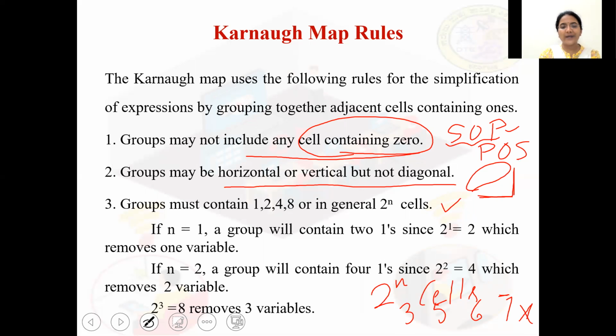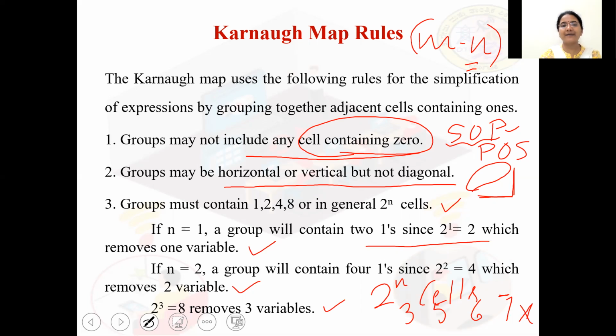If n is equal to 1, a group will contain 2 ones since 2 power 1 is equal to 2, which removes one variable. If n equal to 2, a group will contain 4 ones, which removes 2 variables. 2 power 3 is equal to 8, removes 3 variables. If you are having an m variable function and you are grouping 2 power n cells, then you will be having m minus n literals in the product term. Okay, this you have to remember.